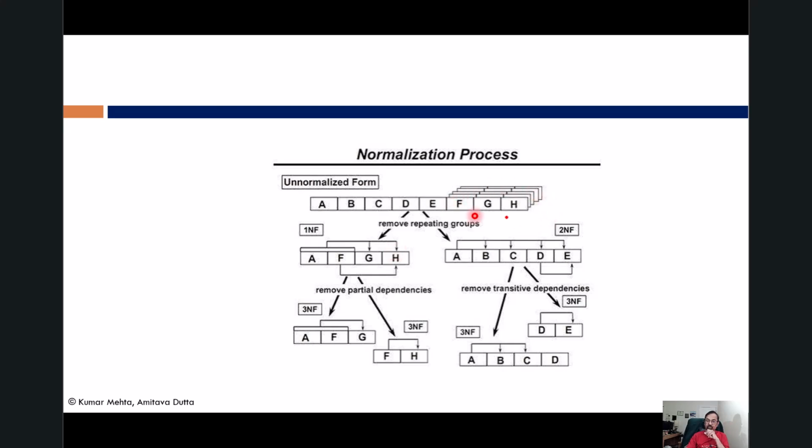Now, we have dealt with the repeating groups. The rest of the table needs to be created separately. So I have A, B, C, D, E. Those are the remaining columns. A is the primary key.